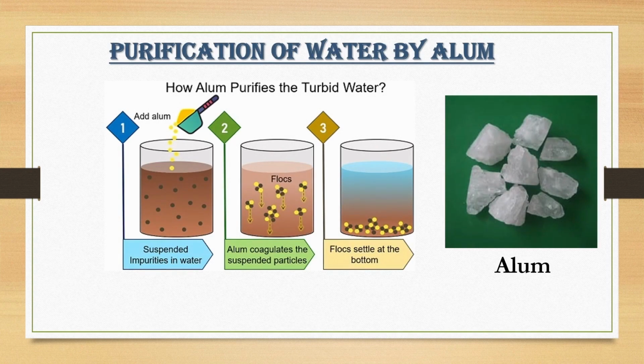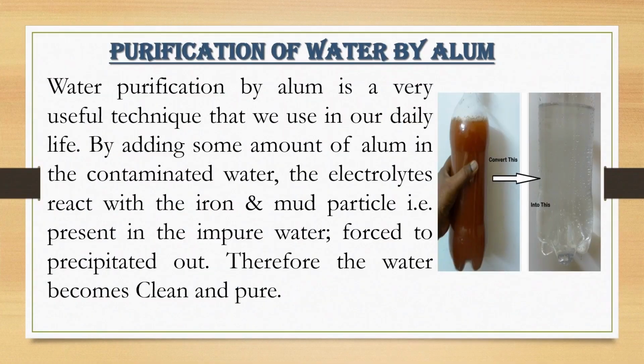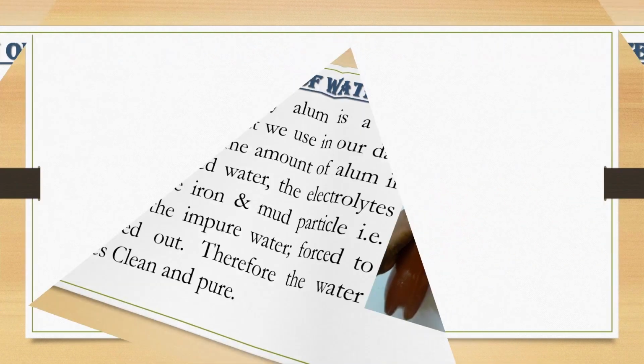The second example is purification of water by alum. Using alum, we convert contaminated water to fresh water. Water purification by alum is a very useful technique that we use in our daily life. By adding some amount of alum to the contaminated water, the electrolytes react with the iron and mud particles present in the impure water, forcing them to precipitate out. Therefore, the water becomes clean and pure.